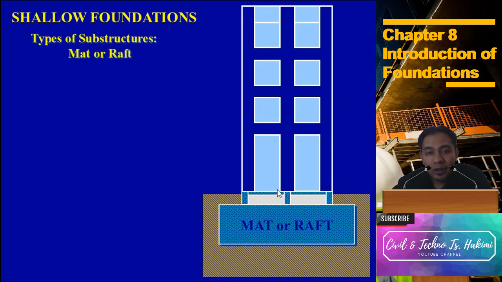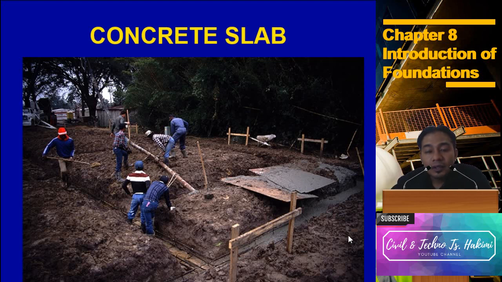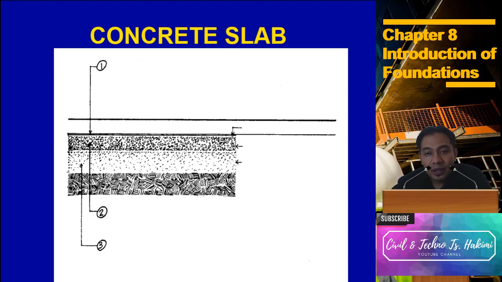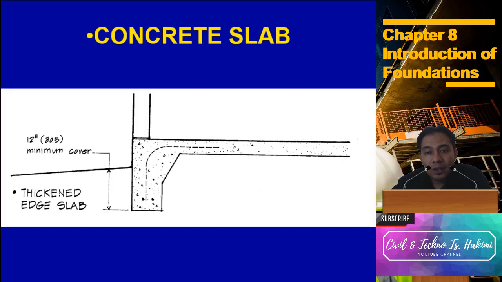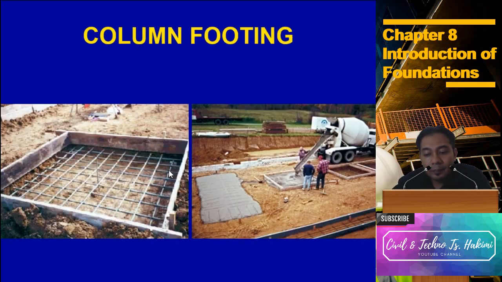This is mat or raft foundation. It is like a slab. The building is constructed on the slab or raft foundation. This is concrete slab, this is a layer of the concrete slab. As you can see here, this is reinforcing bar, connected with the ground beam. This is what we call the suspended slab.